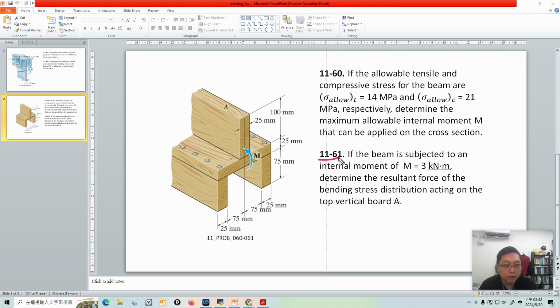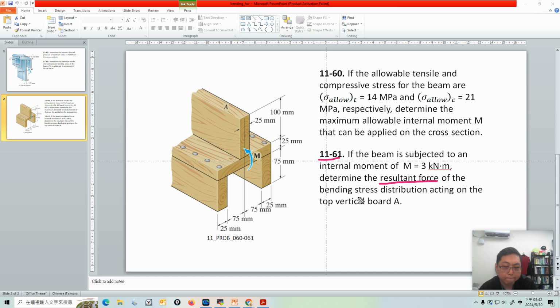He says this is a beam and this is the shape of the cross section of the beam. And then he says if the beam is subject to a 3 kilonewton meter moment, determine the resultant force. There's a very special point in this problem. He says determine the resultant force or the bending stress distribution acting on top of the board.